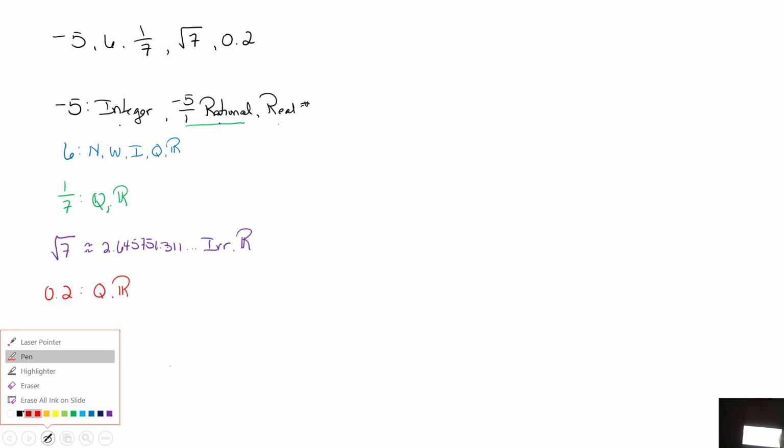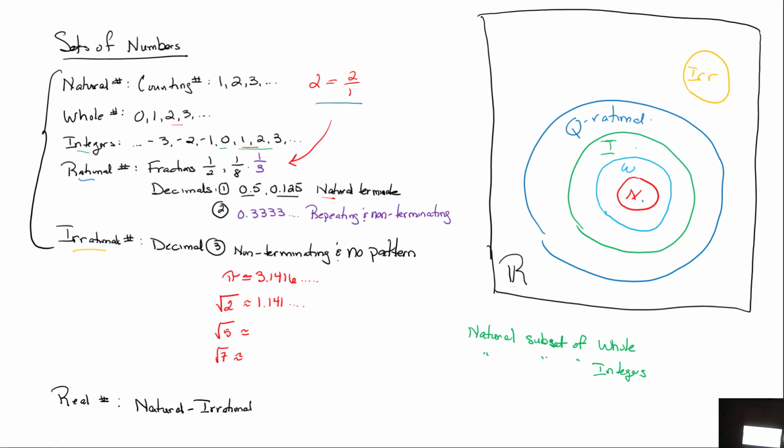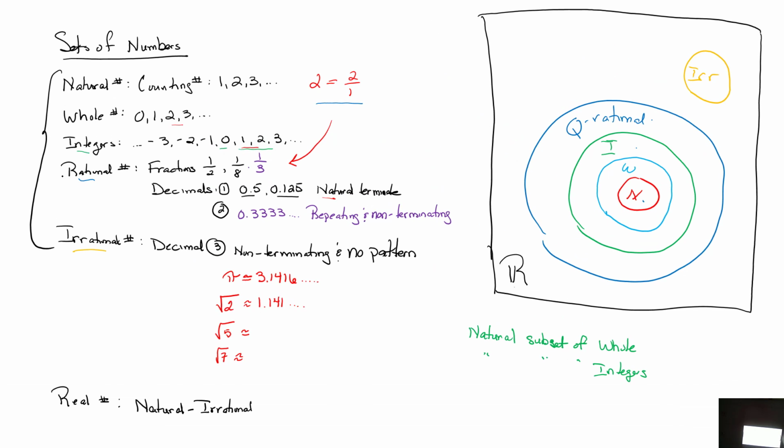Let us now talk about properties of numbers. Okay? And not just any old numbers, real numbers. And as we saw, real numbers include 1, 2, 3, 4, 5 different sets of numbers.